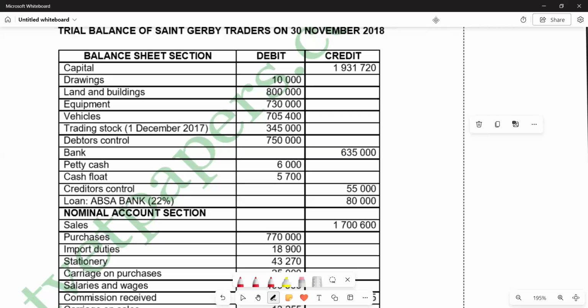Let's see the information that we have according to the question. According to our trial balance, our year is ending on 30 November 2018, which means it started on 1 December 2017. So our opening inventory, like we said, should be on the debit side. We've got our trading stock, which is our opening inventory at 1 December 2017, when the year was starting. Opening stock should appear on the trial balance, while closing stock appears in the additional information. So our trading stock, that is our opening stock, is 345,000 on the debit side.